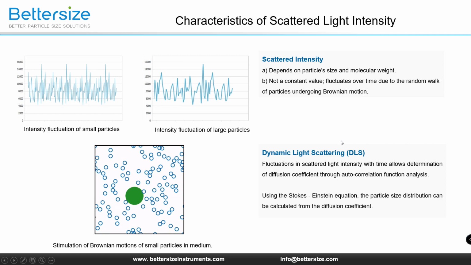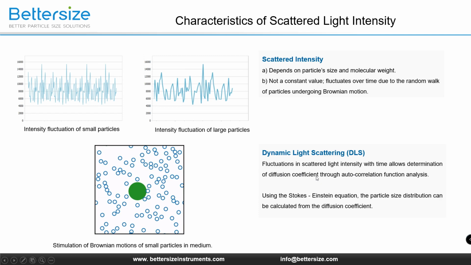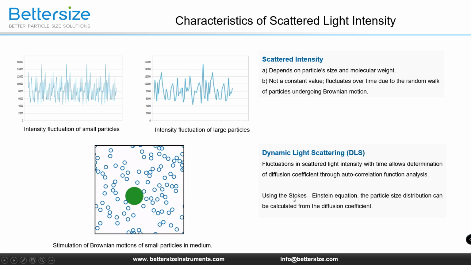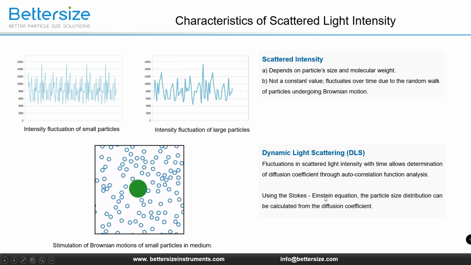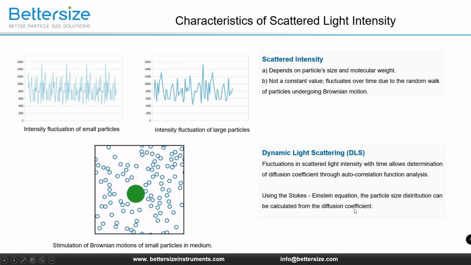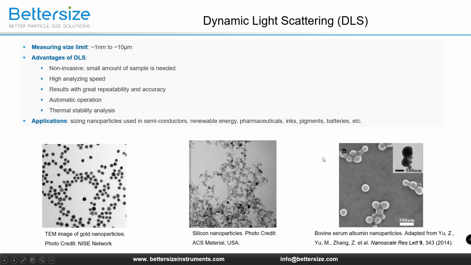The fluctuations in scattered light intensity with time allow us to calculate the diffusion coefficients through autocorrelation function analysis. Then, using the Stokes-Einstein equation, the particle size distributions can be calculated from the diffusion coefficients. This technique is called dynamic light scattering, abbreviated as DLS. By analyzing the fluctuating scattered light intensity due to Brownian motion, DLS can obtain the particle size distributions of small particles suspended in a diluted solution.